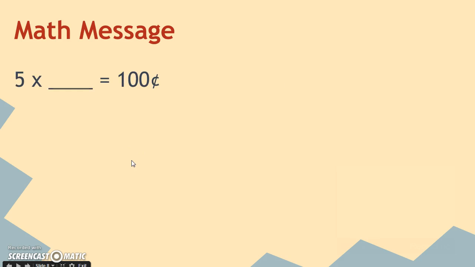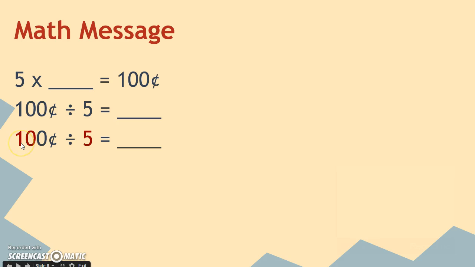So we're going to pretend that this dollar is actually 100 cents. So 5 times what gives us 100 cents? Then we could also look at it as 100 cents divided by 5 equals what? Now if we can isolate this 5 and this 10, it's going to make it a lot easier. And then just tack that 0 onto the end. So 10 divided by 5 is going to be 2, with the 0 on the end. So our answer is 20 cents.